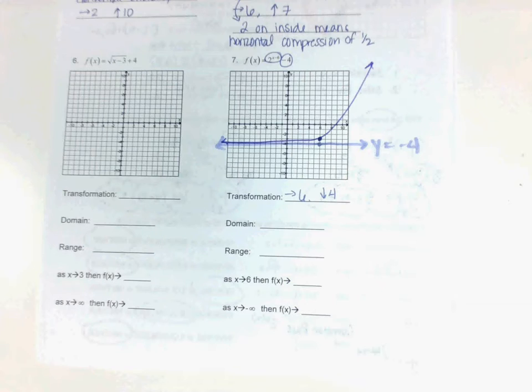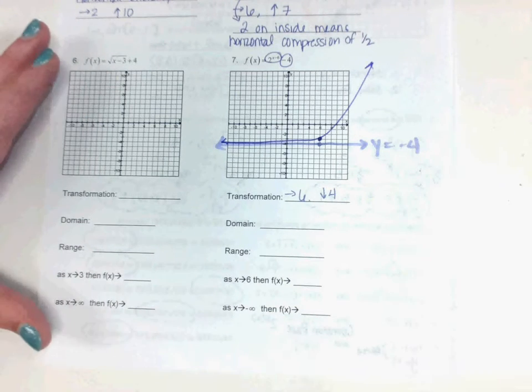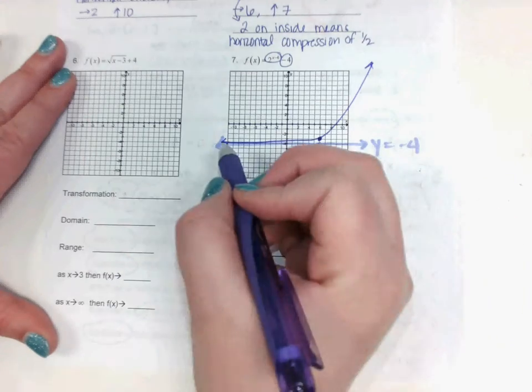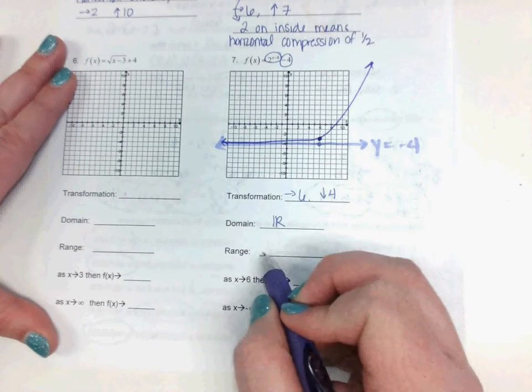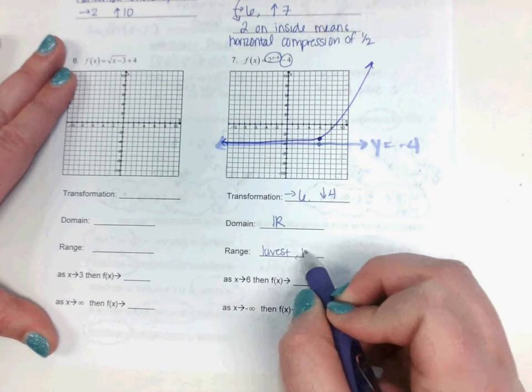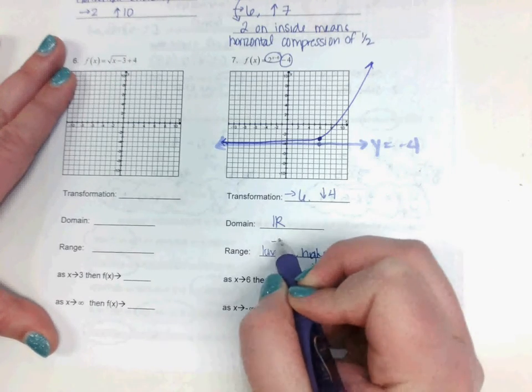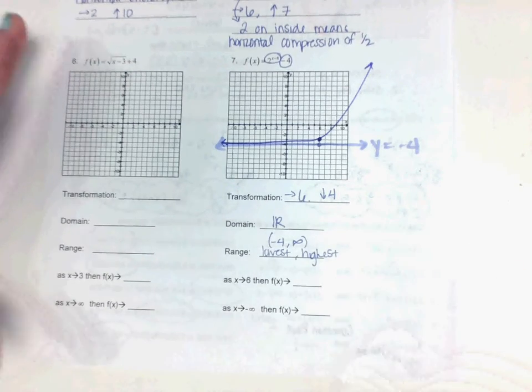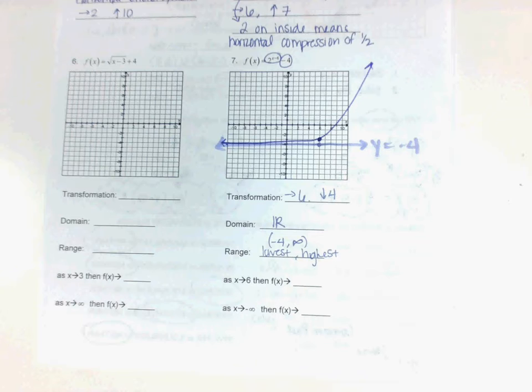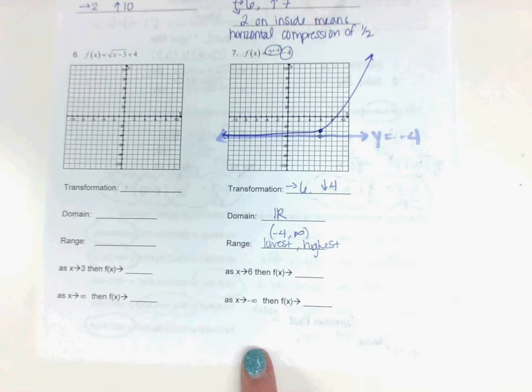What is the domain of the graph you just drew? All real numbers. What's the range? Okay, very good. So my domain is all real numbers because I have arrows pointing both directions. But my range, my lowest point, comma, my highest point, would be from -4 till infinity. Why am I using a parentheses on -4 instead of a bracket? Because can it touch -4? No, that's why.